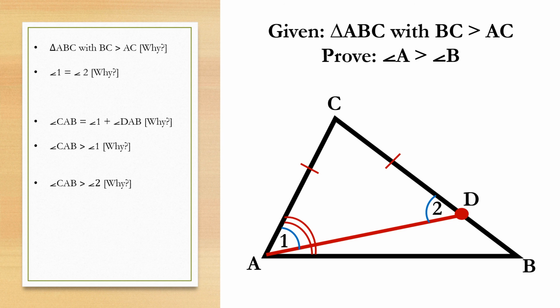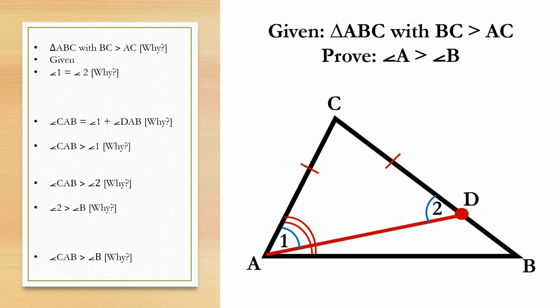CAB then, if it's larger than angle 1, must be larger than angle 2. Angle 2 is greater than angle B, and there's a really good reason for that. And this is all going to bring us to this conclusion that angle CAB is greater than angle B, or in other words, that angle A is greater than angle B. So if you've been following along with me, you might want to hit pause every once in a while as we fill in the reasons. And I want you to start thinking on your own here about why these things are true.